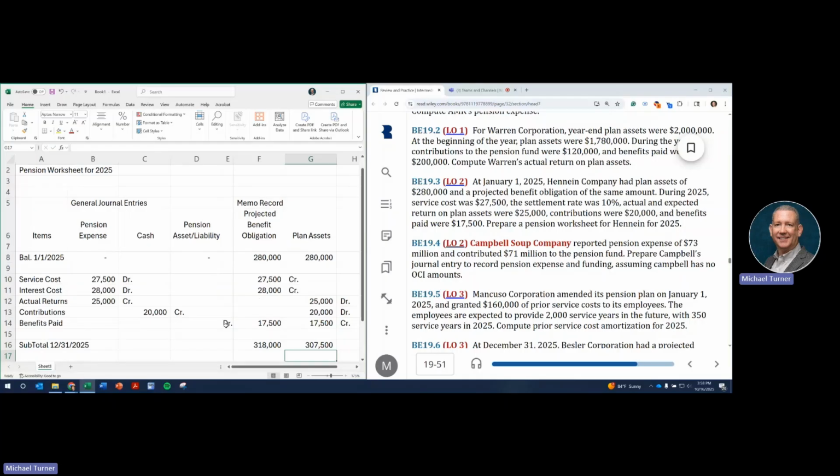So the difference between those is our adjustment to the plan asset or liability. And we see that our obligation is $318,000. The amount of assets we now have in there does not equal the PBO. So there's a difference now. 318 versus 307,500. What is that difference? It's $10,500.